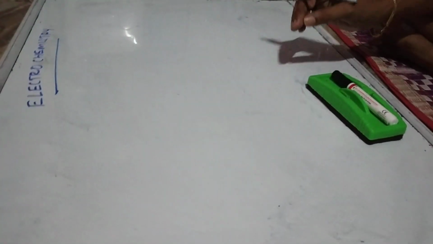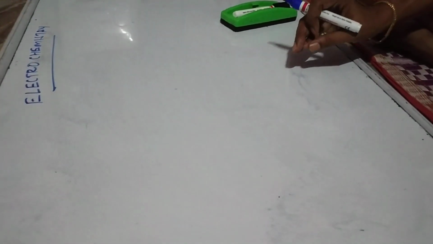I'll go for some numericals of the first law of electrochemistry, that is, first law of electrolysis. Then we'll start the second law of electrolysis. Last class I told what Faraday's first law of electrolysis is: the amount of substance deposited or liberated at an electrode is directly proportional to the charge flowing through it.